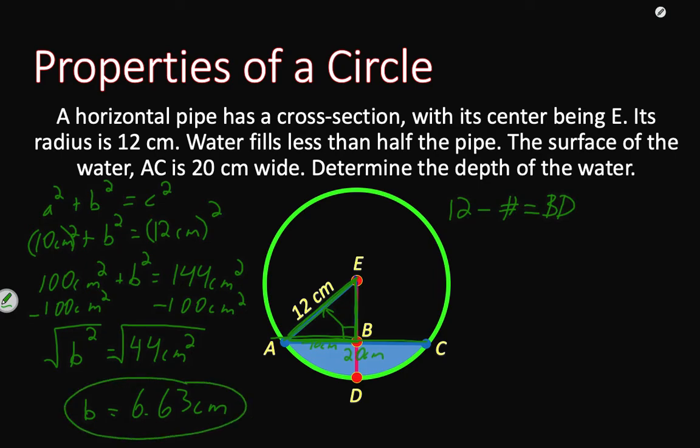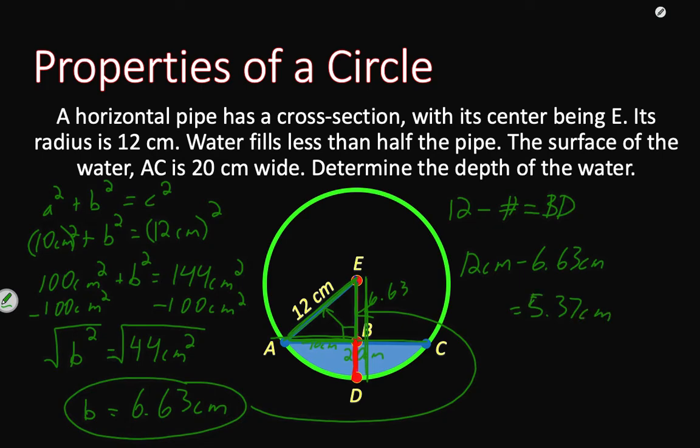You need to go back and think, what does that number actually mean? That fits in right there. I'm not looking for that though. I'm looking for this right here. So I'm going to go, if this whole length here is 12, because that was the radius, let's take out that 6.63. That gives you an answer of 5.37 centimeters, which is this distance right here. And if I compare that to the scale of everything else in this question, that kind of makes sense. It's about the right number.